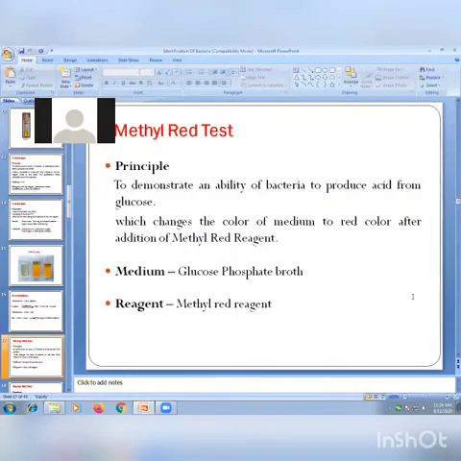GPB, long form is glucose phosphate broth. The reagent we are using is methyl red. You write down the name of the reagent, very important. We always ask this during your viva also. So which reagent is present? The methyl red reagent is present.